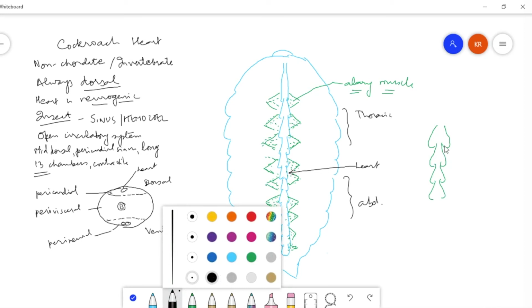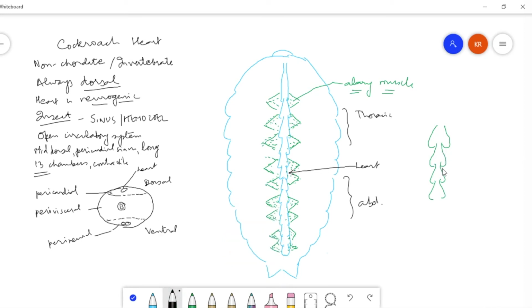So this little space that you get over here, this space or this space, these are ostia. Small gaps are there, these are called as ostia. So when the blood goes in like this, it will not be able to come back. Okay, it will not be able to come back.